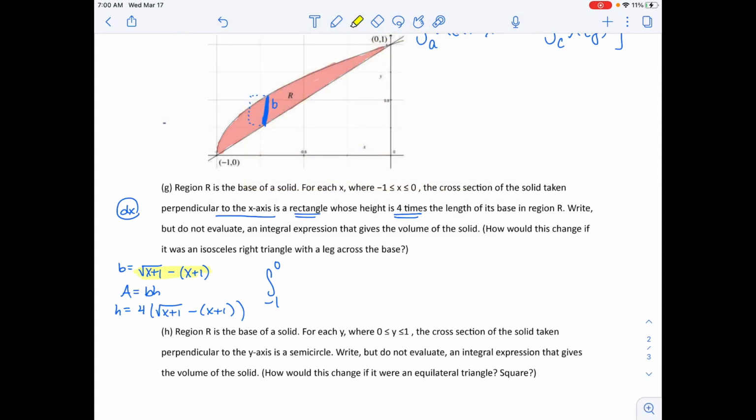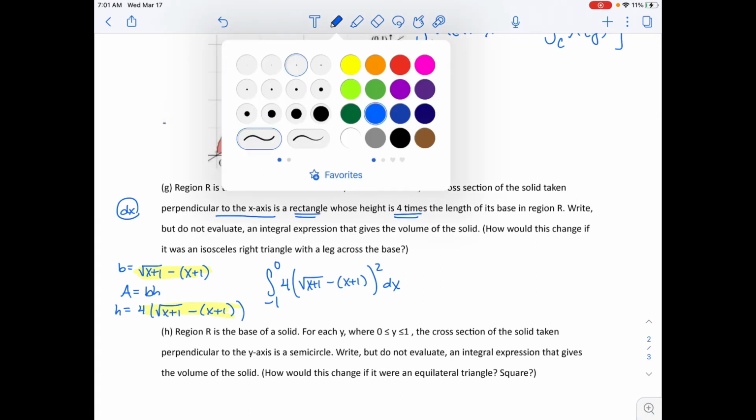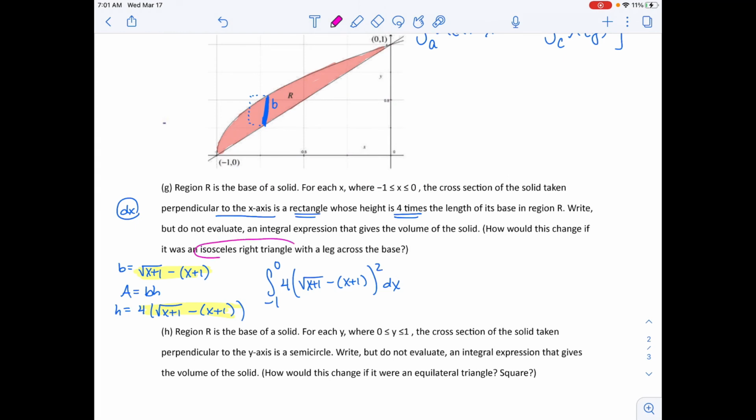this times this. So notice that big mess is repeated. So we're going to say this is 4 times square root x plus 1 minus x plus 1 squared. Base times height, dx.